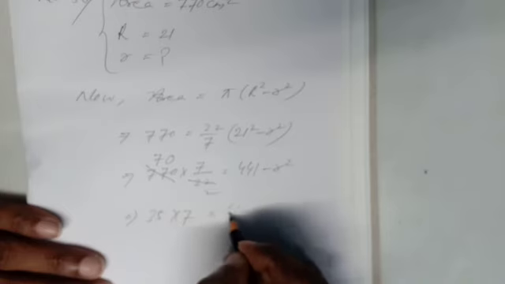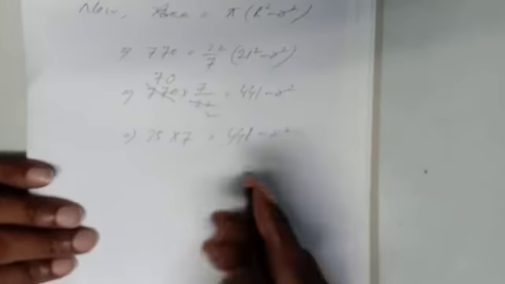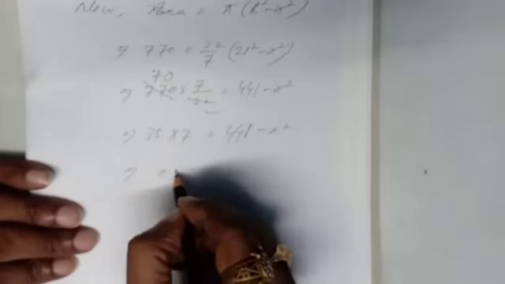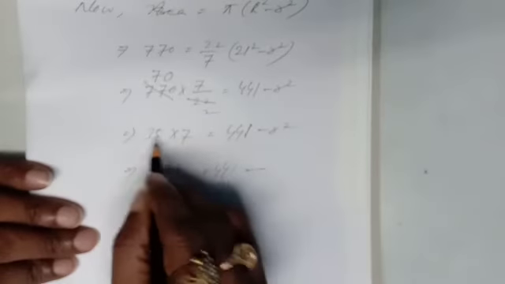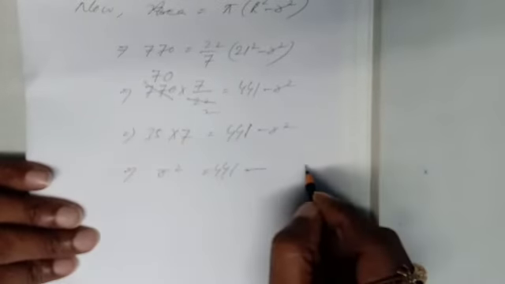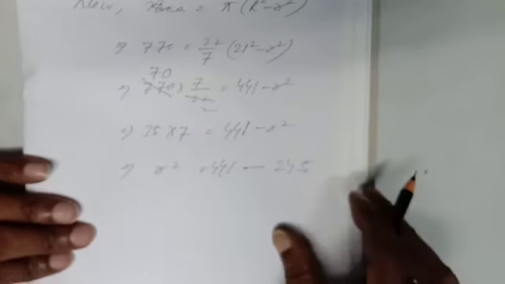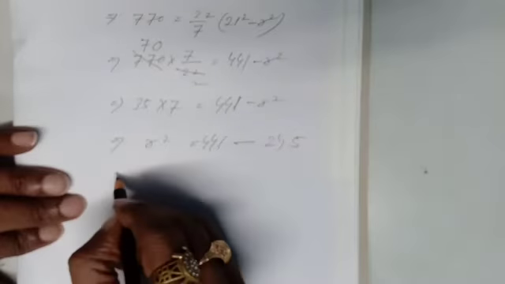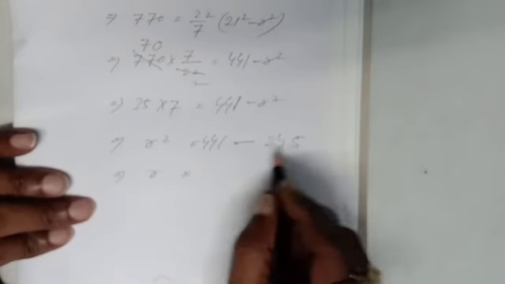This will go by 11, 11 7s are 77 and 0. Again it will go by 2, so we get 35. 35 into 7 is equal to 441 minus r square. After that, bring r square to this side: 441 minus 35 into 7, multiply, is 245. Now subtract: r square equals 441 minus 245.